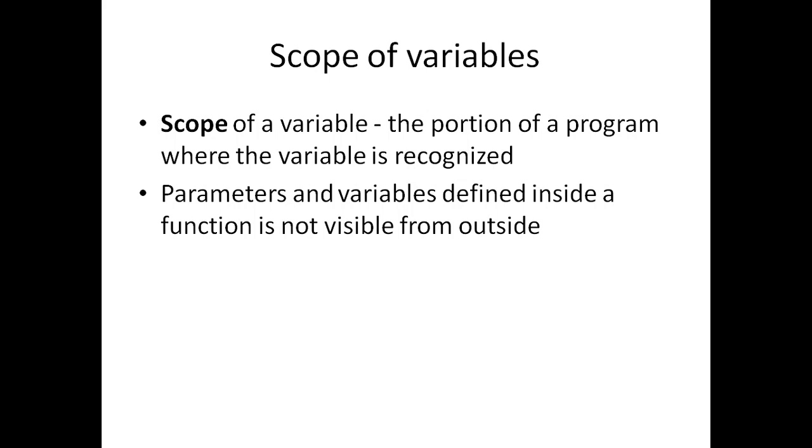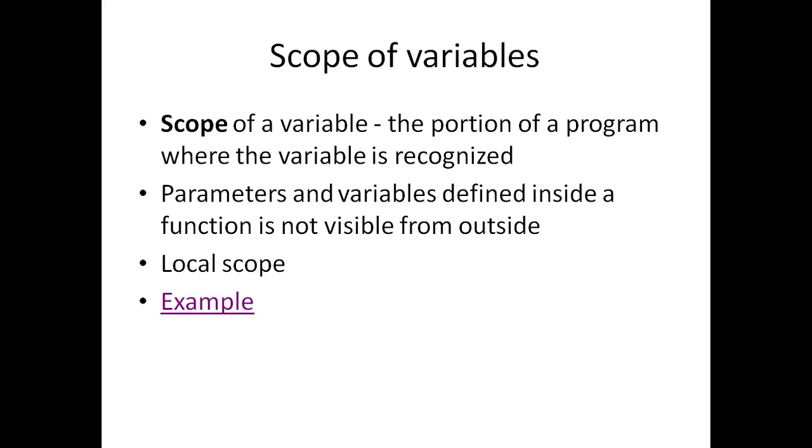So parameters and variables defined inside a function are not visible from outside. Whatever we define inside a function is not visible outside. If you define a variable like x inside a function, that x won't be visible outside the function. Its visibility is within that function. So we cannot use that variable or get the value of that variable x outside the function. But we can define another variable called x in the main program also.